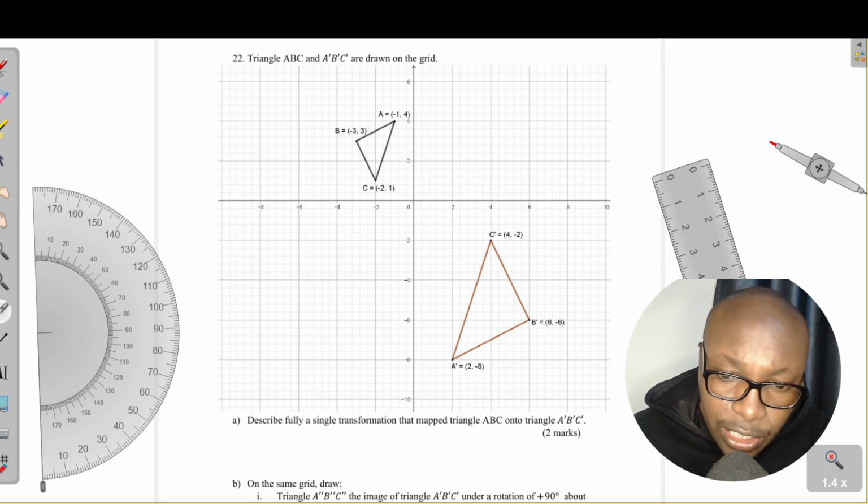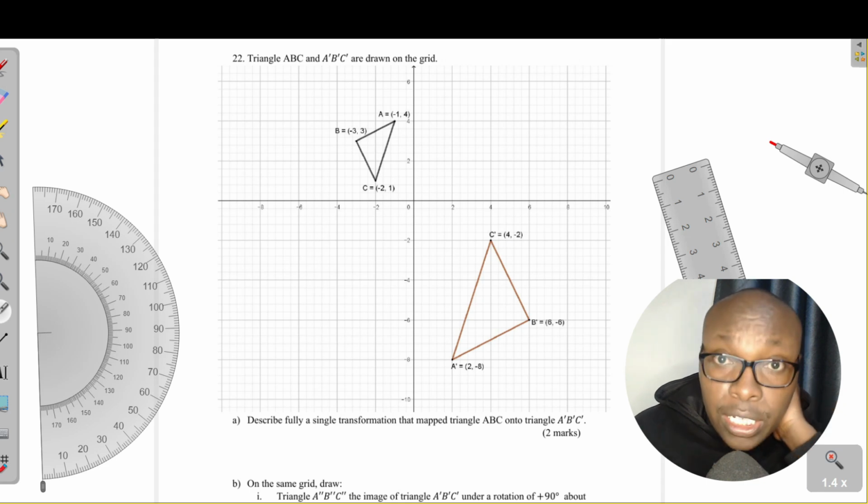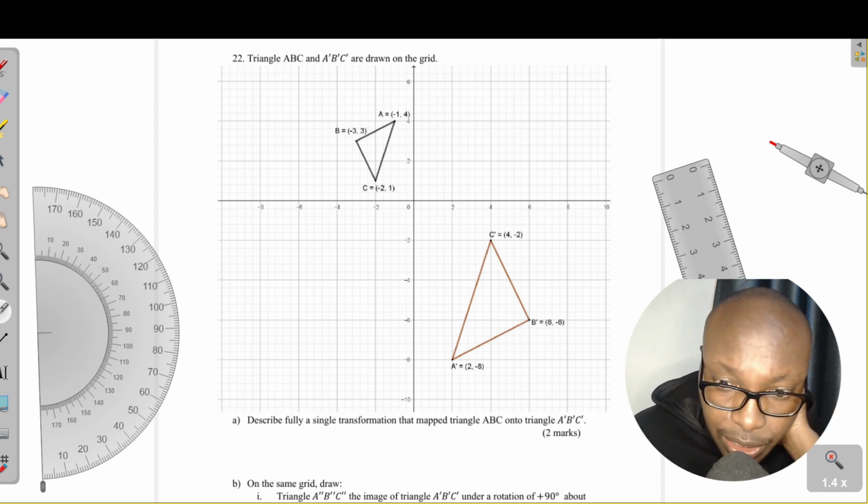And that is the transformation, because you can see triangle ABC is small, and triangle A prime, B prime, C prime is a larger one. So it has been enlarged, and therefore the transformation is enlargement. Now, how do you describe an enlargement? You describe an enlargement fully by giving the center of enlargement and the scale factor of the enlargement.